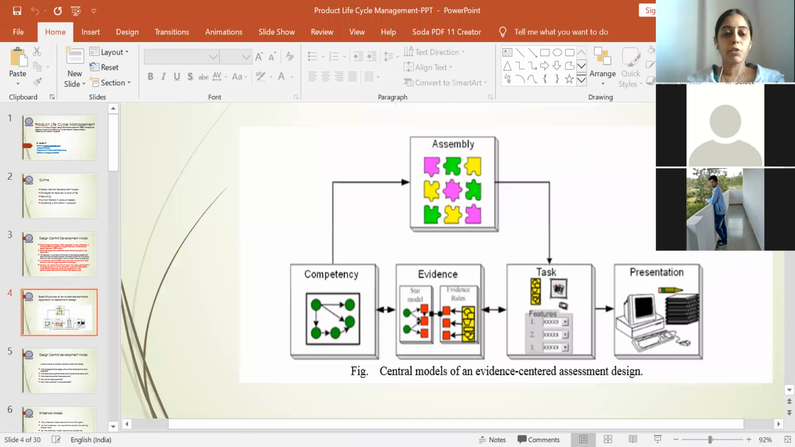So this is about the central development model. So if they ask, you have to draw the sketch and explain also when it was originated. All those things you have to explain. Okay.